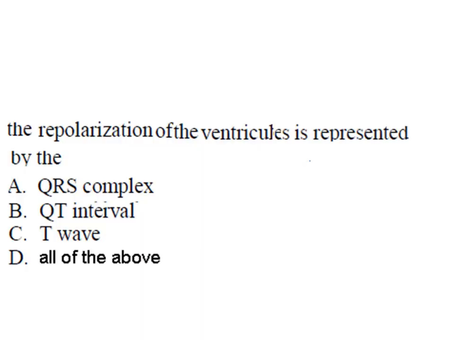Let's take some MCQs. The repolarization of the ventricles is represented by the QRS complex. False. What does the QRS complex represent? Ventricular depolarization. The QT interval represents both ventricular depolarization and repolarization, so this answer is wrong. The T wave, yes, right. So our choice is the T wave.